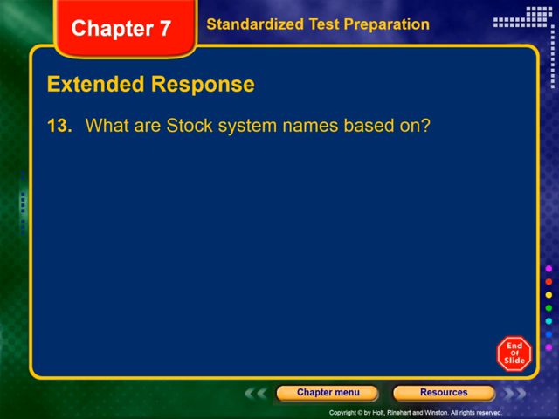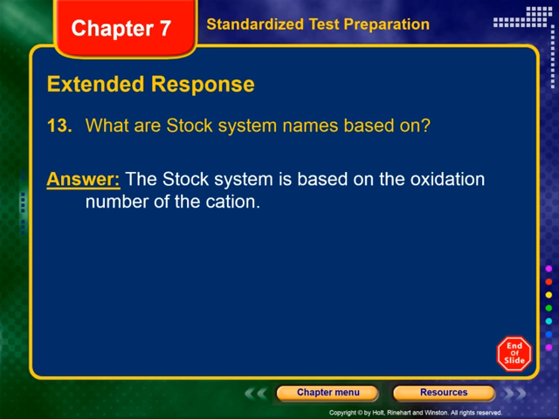What are stock system names based on? Right? The stock system is that system where we use parentheses to identify the charge of the cation, or in some cases, the oxidation number of the first element listed. Because remember, we can use the stock system to name molecules. But please press pause and generate your answer now. The stock system is based on the oxidation number of the cation.